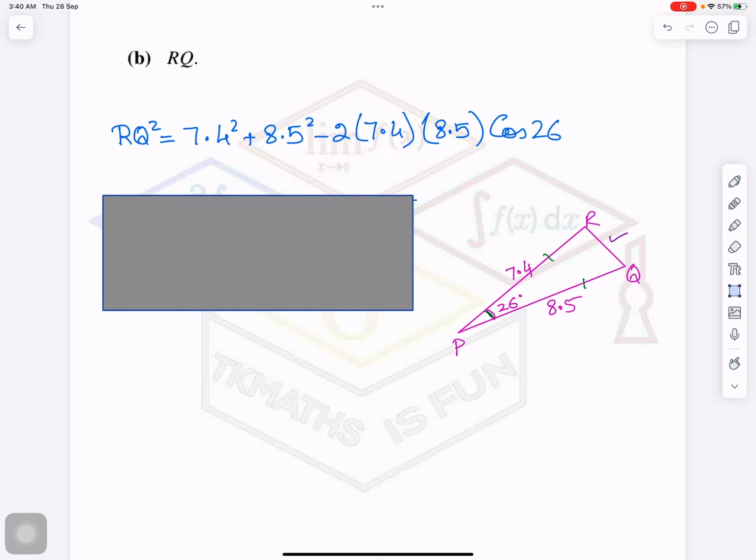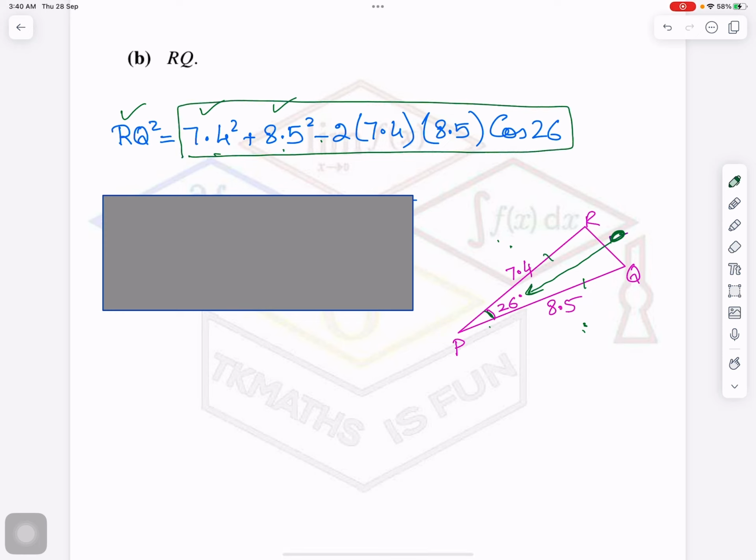So the cosine rule is what I have told you earlier also. Because I have to find this side, this will be my subject, which is opposite to the angle I know. So RQ square is equal to 7.4 square plus 8.5 square, which are the known sides, minus 2 times these 2 sides into cos of the angle between them, 26. And after that, first of all, you will calculate this value in the calculator in one go. When you get your answer, you will take the square root to find RQ. I have done the calculation here for you.